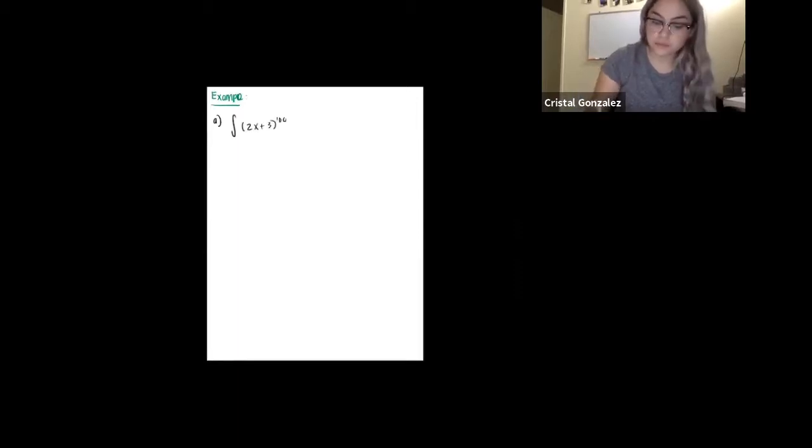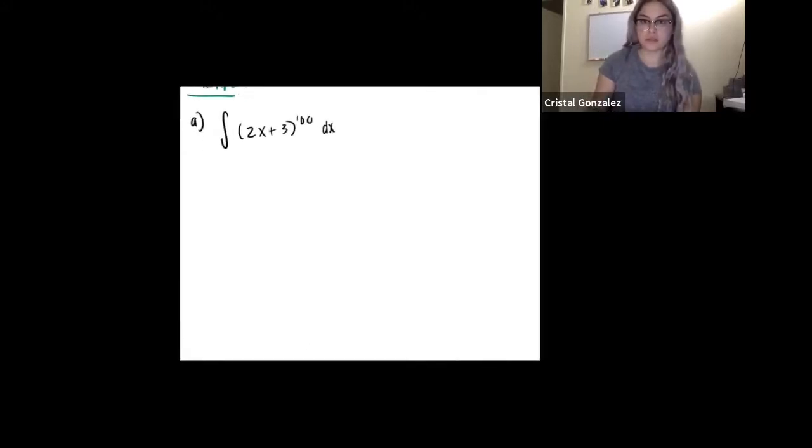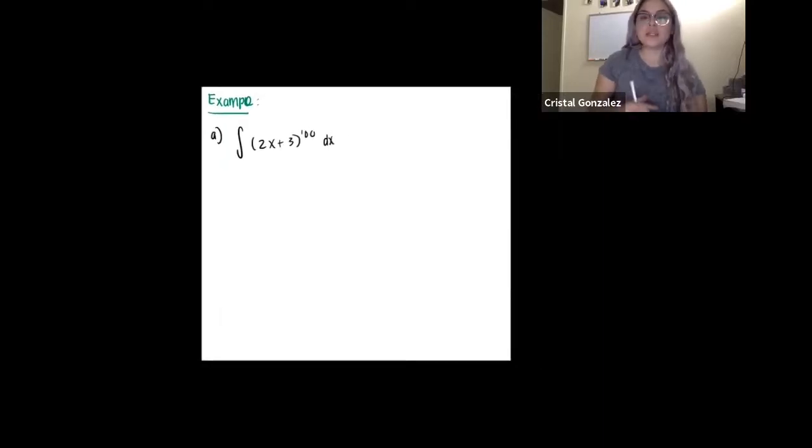Okay, let's not forget my dx. Okay, why isn't it showing the top part? Okay, there it is. Okay. So let's say we wanted to integrate this whole function. Now, it wouldn't be the smartest idea to multiply this out 100 times, right? And then take the antiderivative. That would take way too long. So what we're going to do now is pick our u. So how do we pick our u?